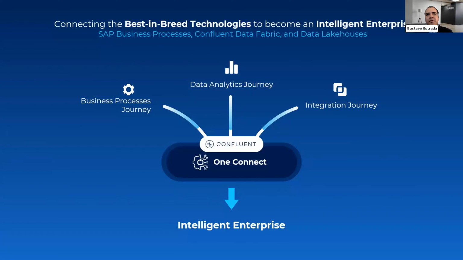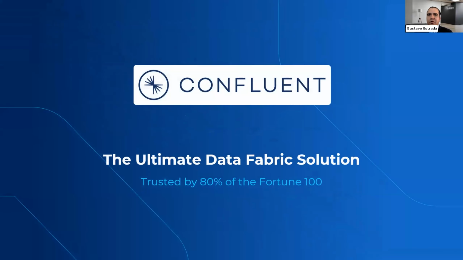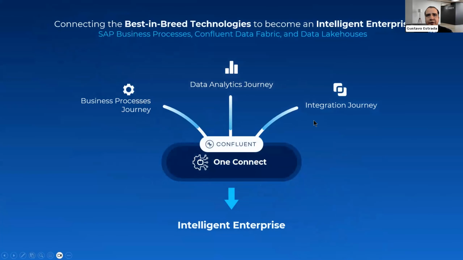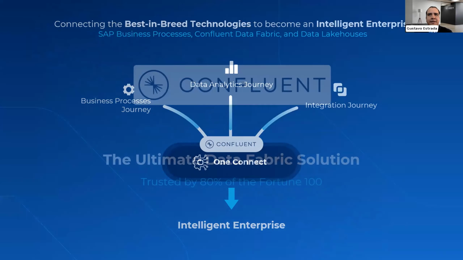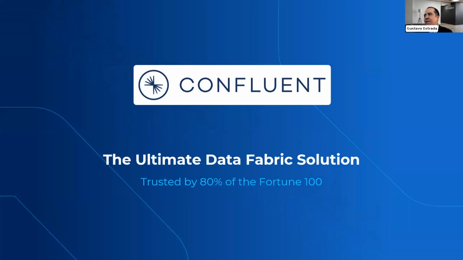Okay, so now let's see. We need to connect the best-of-breed technologies, and for that, Confluent is the best solution. Confluent is the ultimate data fabric solution to connect data in real time for analytics and across the different business processes. So we're going to pass it to Jeremy for him to explain why Confluent is the best-of-breed solution and how Confluent has enabled organizations across the globe to achieve this goal.